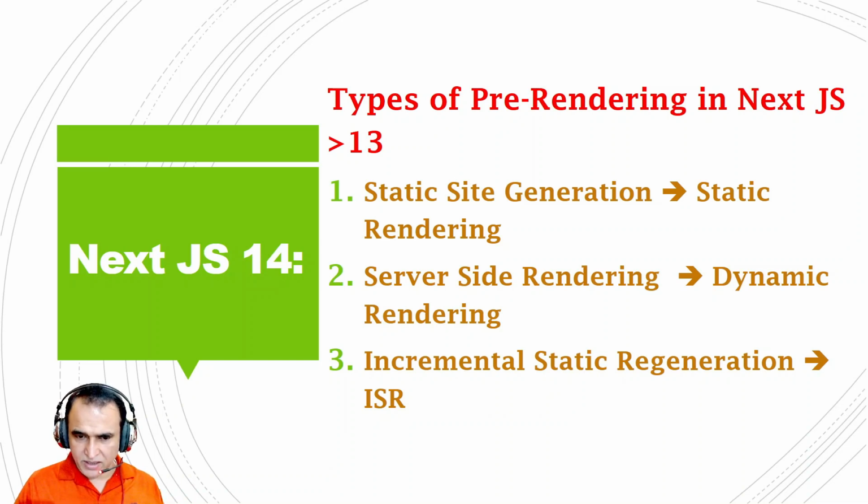At build time it generates the pages, but at runtime after a certain time that you fix, suppose I say 60 seconds, then after each and every 60 seconds the page will re-render. Remember that all the pages will re-render dynamically. Incremental static generation is a combination of both static rendering and dynamic rendering. After a certain time we regenerate the HTML pages in incremental static regeneration. So these are the 3 types of rendering in Next.js 14.